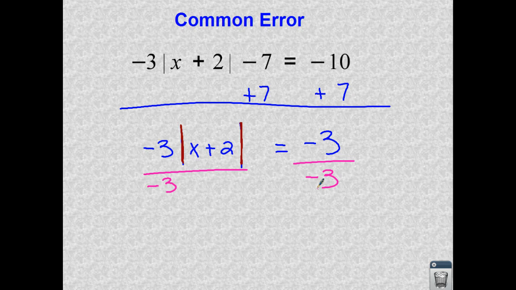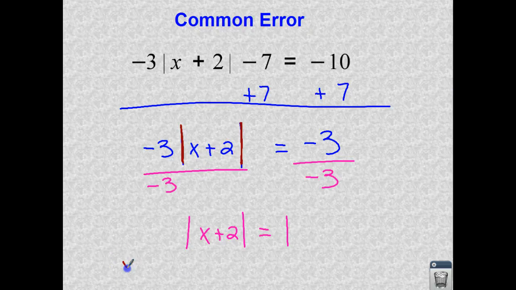And we have this absolute value of x plus 2 equaling 1. Now look at the right side. We have a positive value equal to an absolute value on the left side, and you're going to go ahead and try to figure out what those two values of x might be. So set up your two equations.